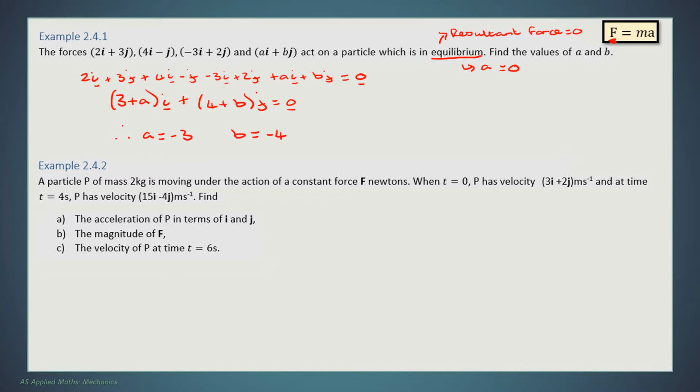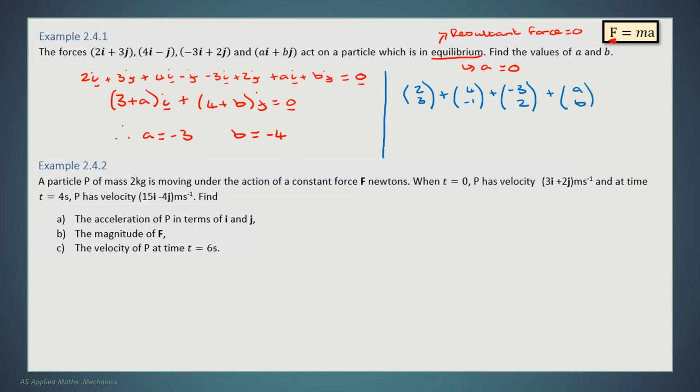Now you might prefer to do this using column vectors. It does save a little bit on the working out. So if you wanted to set it up in column vector format, which is one that you will have seen at GCSE, you can write your vectors in this format. It's still the same numbers. i is represented on the top of the vector and j is represented on the bottom.